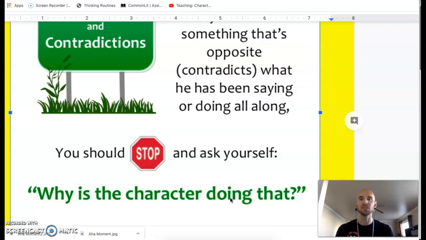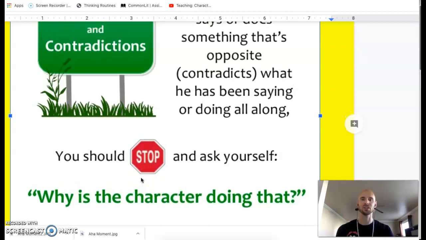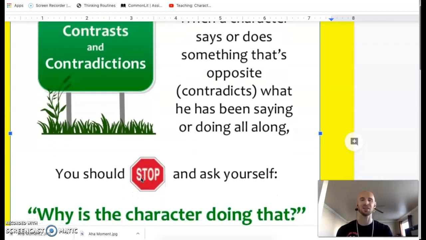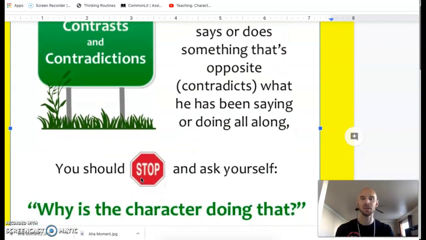And if you view the next video, I'm going to get into a few examples with a story by Langston Hughes called Thank You, Ma'am. But that's the first contrast and contradiction signpost. When you see one, stop and ask yourself, why is the character doing that? Why would the character act this way?